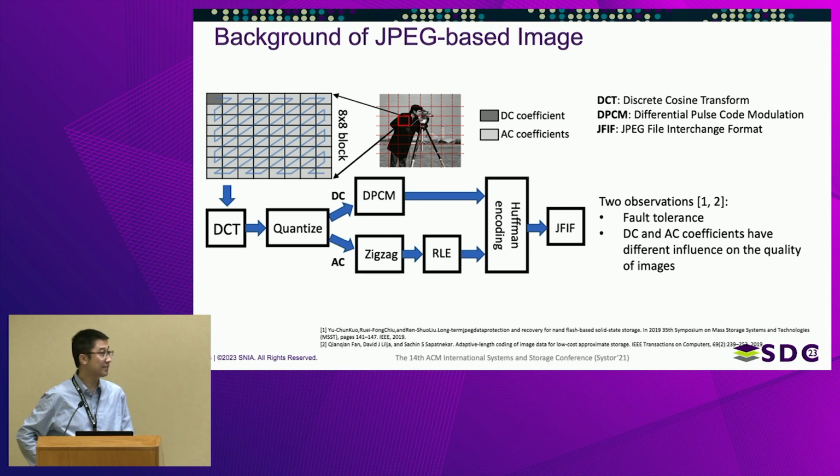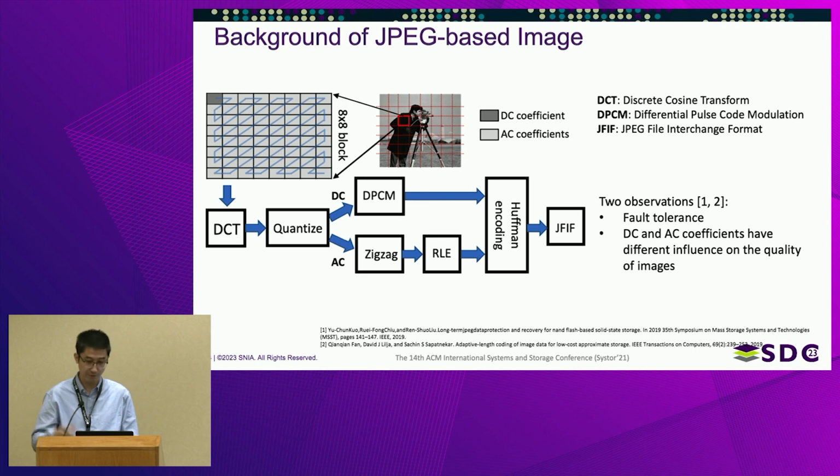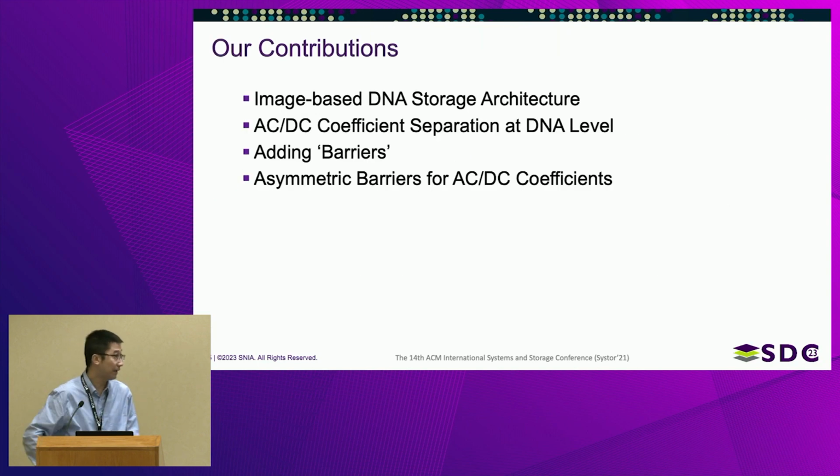Secondly, the DC and AC coefficients have different influence on the quality of images. Based on this encoding process, we know the DC coefficients are more sensitive to errors compared to the AC coefficients. So based on these two observations, these are our paper's contributions.